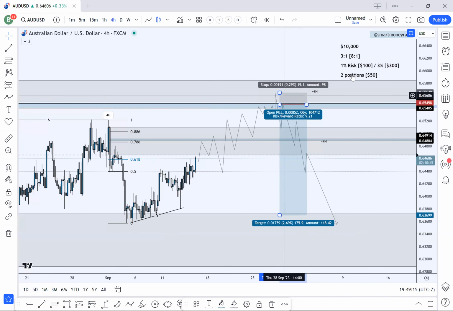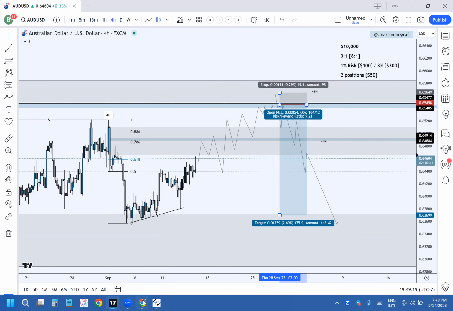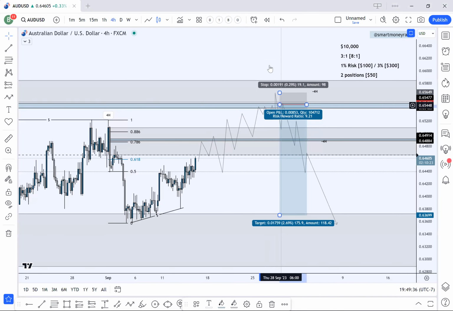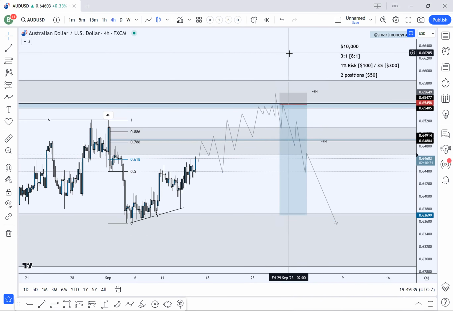If I'm risking $100 on a 20 pip stop loss, you don't have to be good at math. You just have to have your tools. So AUD/USD, $10,000, 1%. None of that's changing. The only thing that's changing is how many pips you're risking. So if I calculate that, now it's giving me a 0.5. So I got my 0.5. I can then go ahead and market execute right at that area.